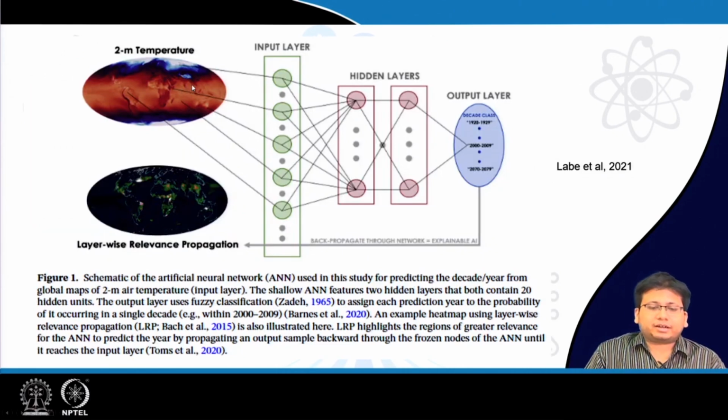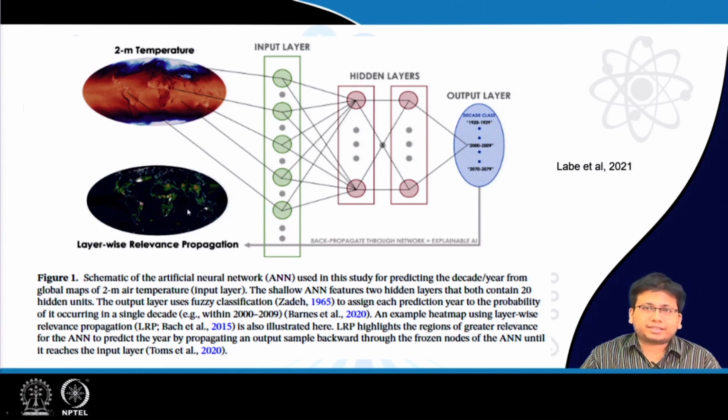Here the idea is that we all know the temperature across the world is changing due to global warming and climate change, and that the earth has been gradually warming up since the 1900s. Now, if you are given the temperature map of the world, can a neural network predict which year that map belongs to, and if so, which are the most important regions it is looking at?